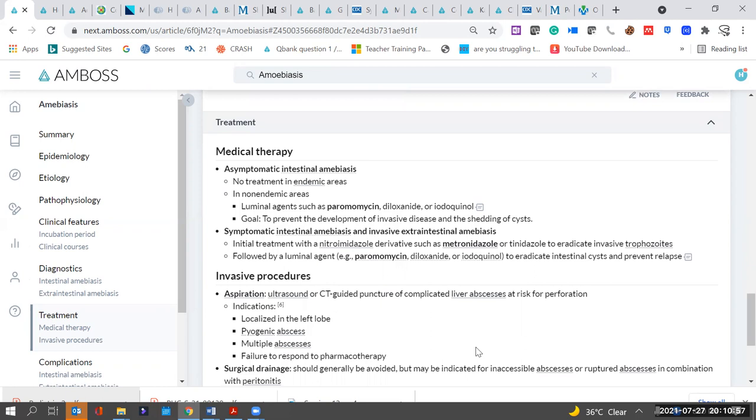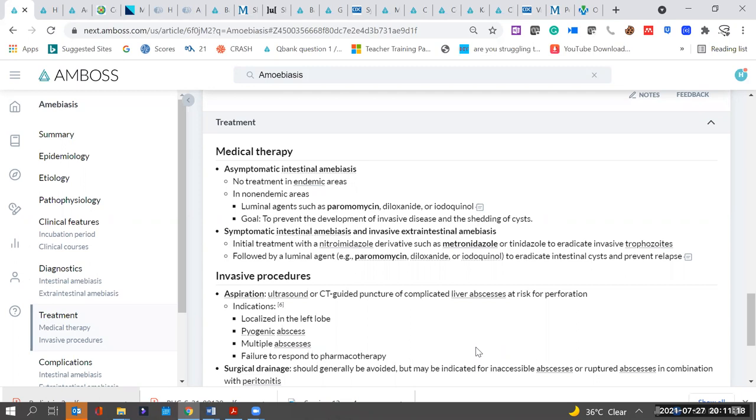Now, there are certain invasive procedures. Of course, if an abscess is there, we'll go for aspiration. You can do aspiration with ultrasound-guided technique and also with CT-guided technique, so you have both. We will see where exactly the abscess is. Most of the time it's in the right lobe, but again, it's not mandatory. It can be in any lobe of the liver.